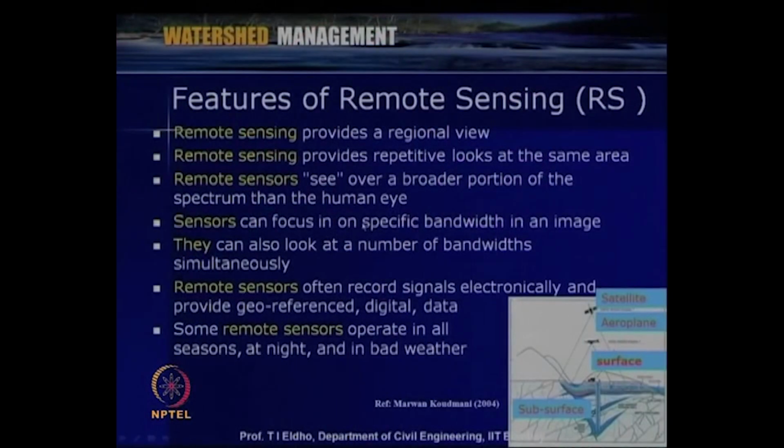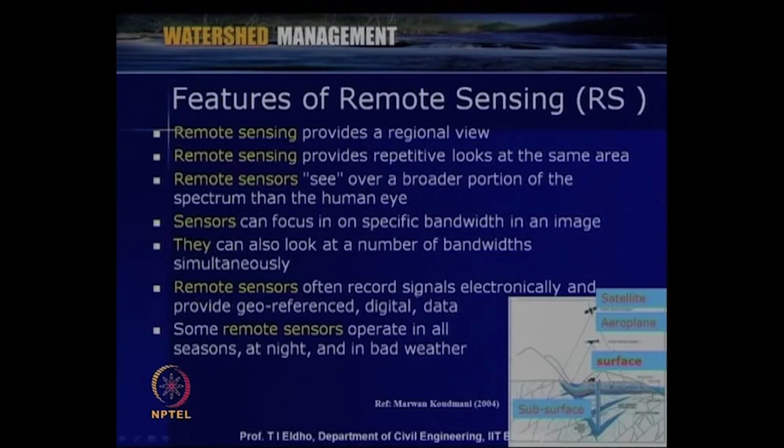It is possible. The sensors can focus in on a specific bandwidth in an image, as I already mentioned in the previous slides. They can also look at a number of bandwidths simultaneously. Some of the satellites can look into the area at a number of bandwidths simultaneously. So, that is the advantage of the modern satellites.